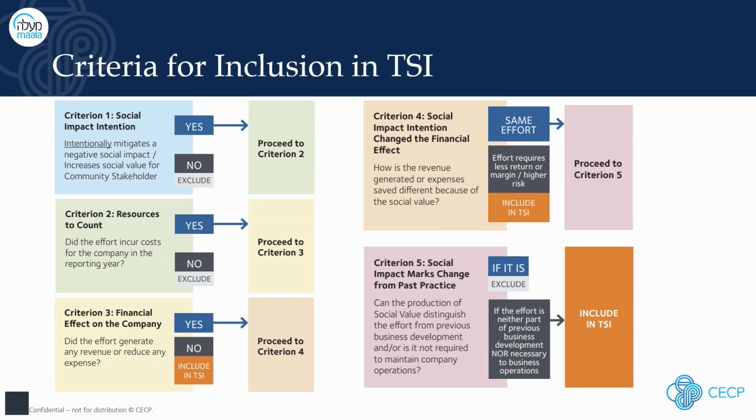And then criterion three, financial effect on the company. Did the effort generate any revenue or reduce any expenses? If it didn't, that's fine. You can include it in TSI anyway. But if it did, then we have to go a little bit further.